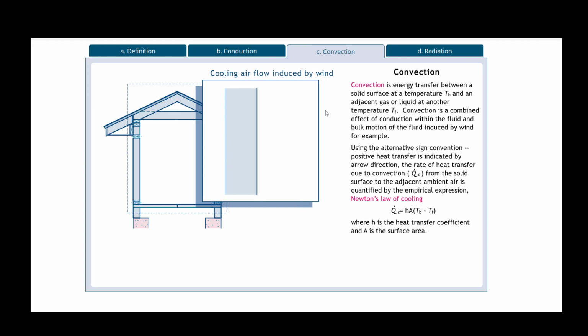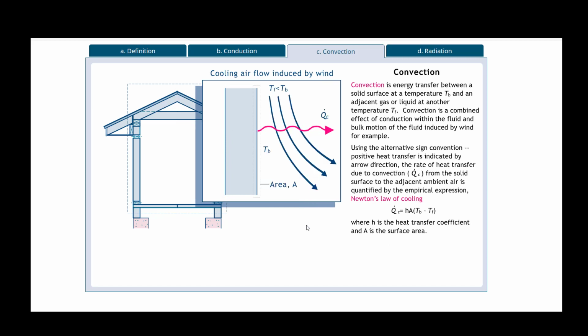And then let's look at convection. Convection is the energy transfer between a solid surface at a temperature and an adjacent gas or liquid at another temperature. Convection is a combined effect of conduction within the fluid and bulk motion of the fluid induced by wind, for example. And then here are the formulas as well.